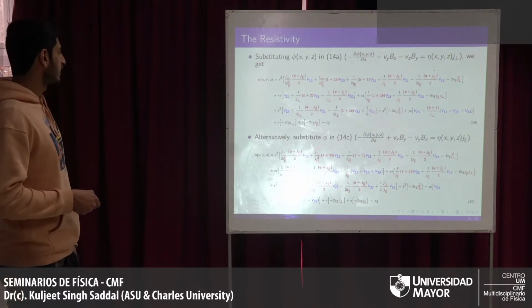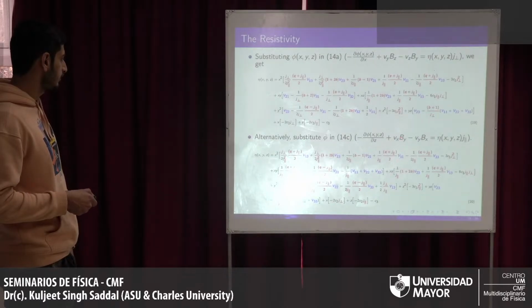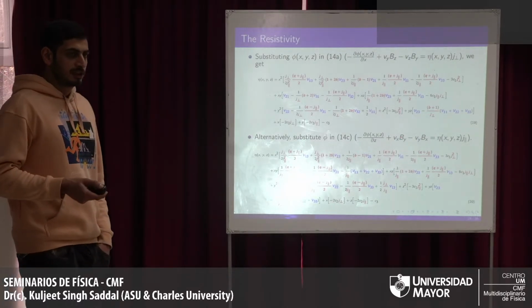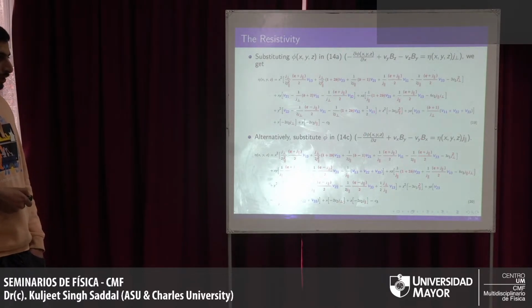Alternatively, we can substitute phi in the third equation of Ohm's law, and again get an expression for eta. And eta is a physical quantity, it should be unique. So these two expressions should be the same. So we have to equate these two equations. That basically means that the coefficient of x square here should equal the coefficient of x square there.